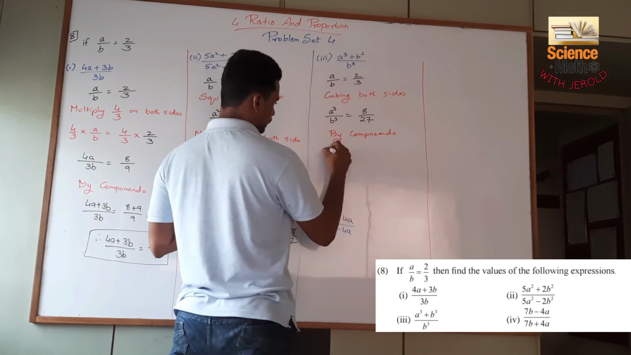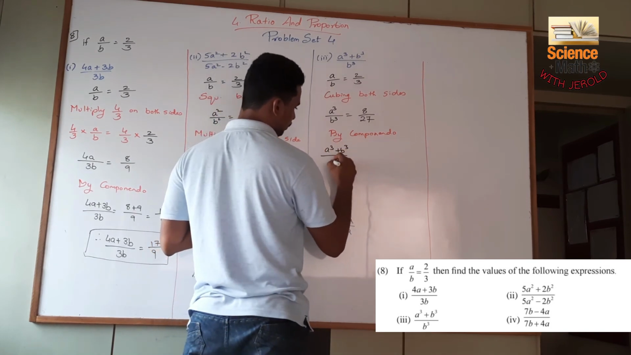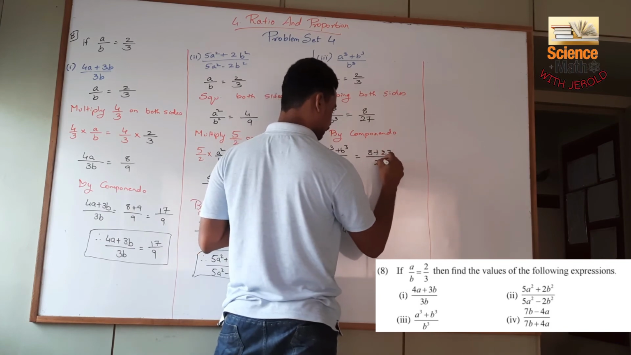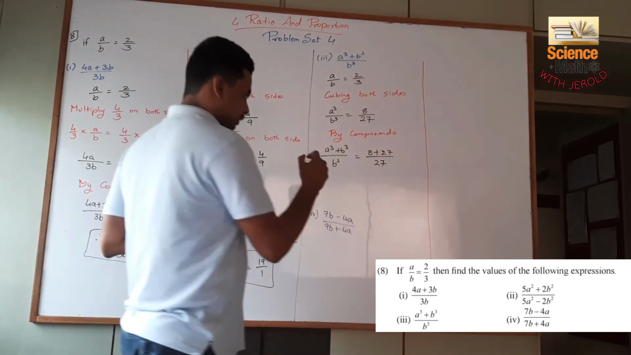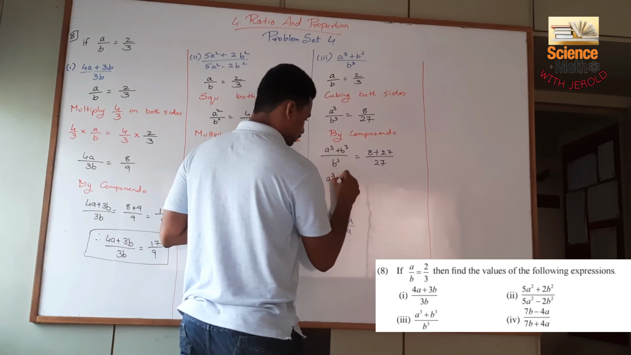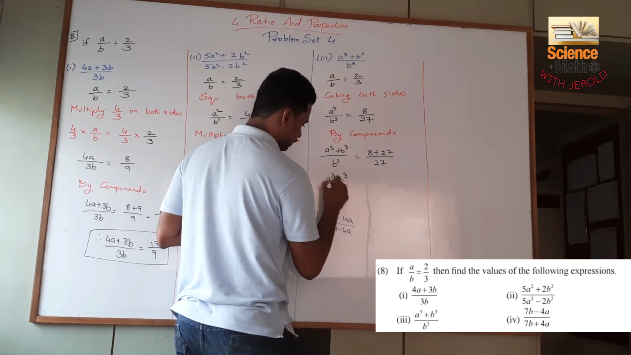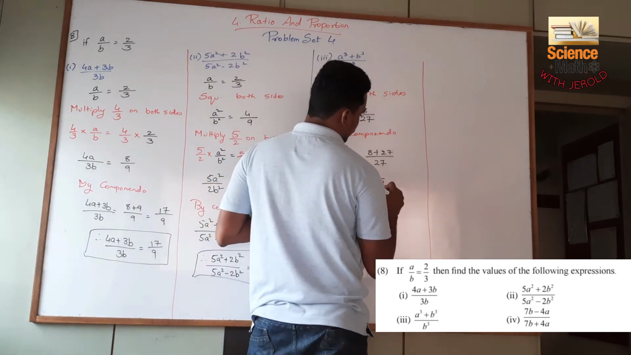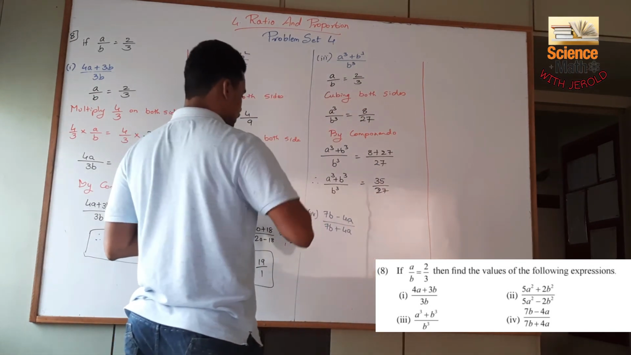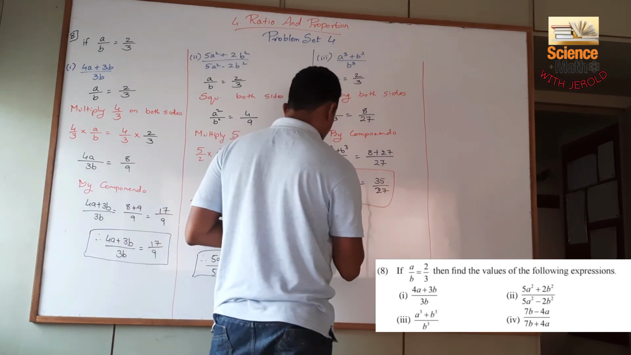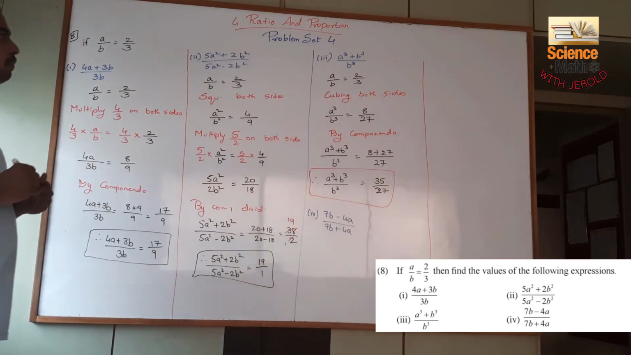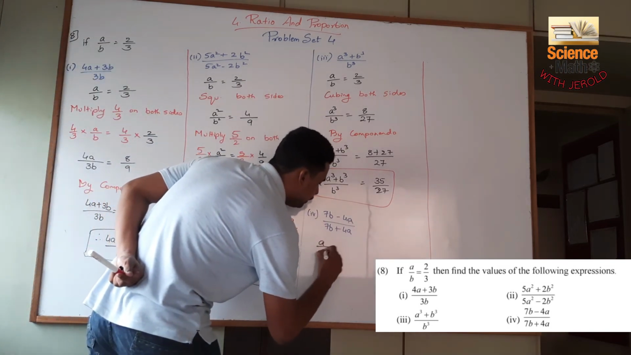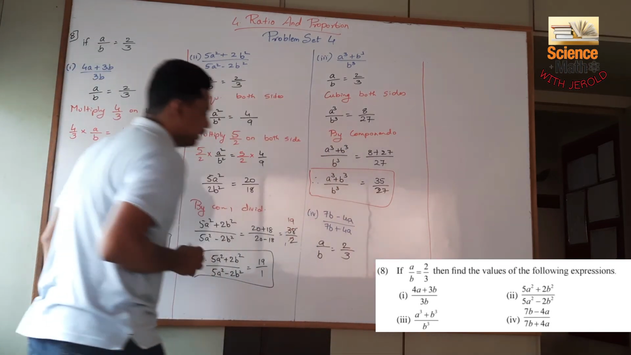That is (a cube plus b cube) upon b cube is equal to (8 plus 27) divided by 27, which will give me (a cube plus b cube) upon b cube is equal to 8 plus 27 is 35 upon 27. That is my answer for question number 8, third one. Now to the final part of question number 8. Again, same thing that I have a upon b is equal to 2 upon 3.